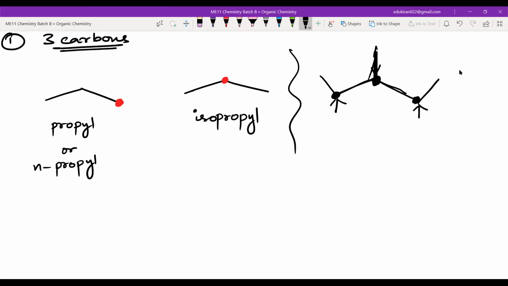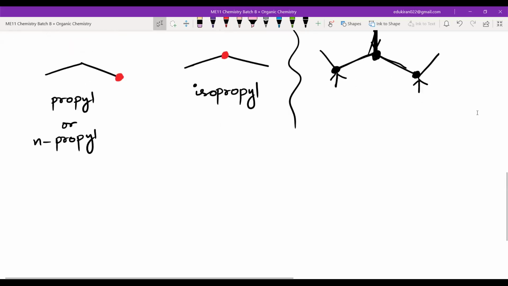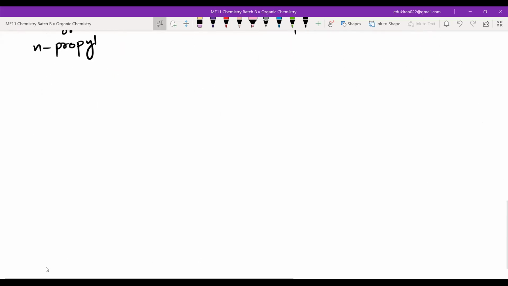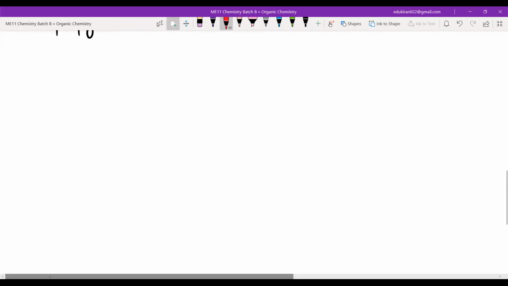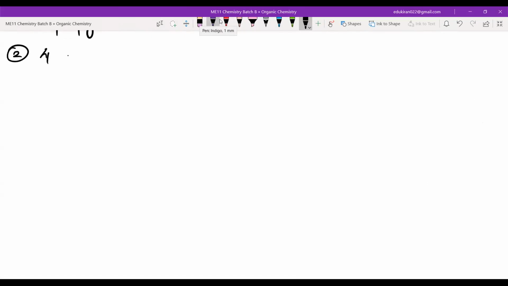Okay, that's it. Point of attachment. Okay, point of attachment. Just that. So for 3 carbon atoms, we have only 2 sets of attachments. Now look at 4 carbon atoms.